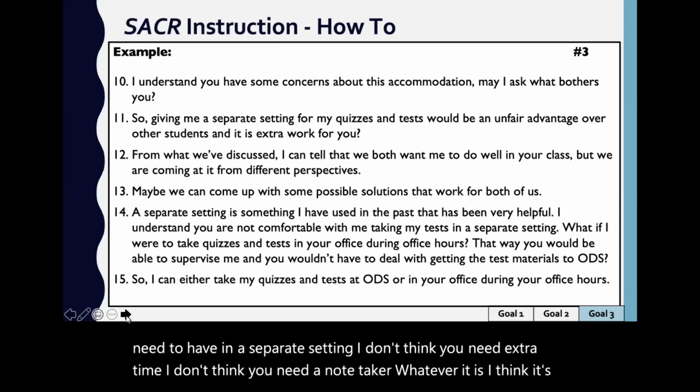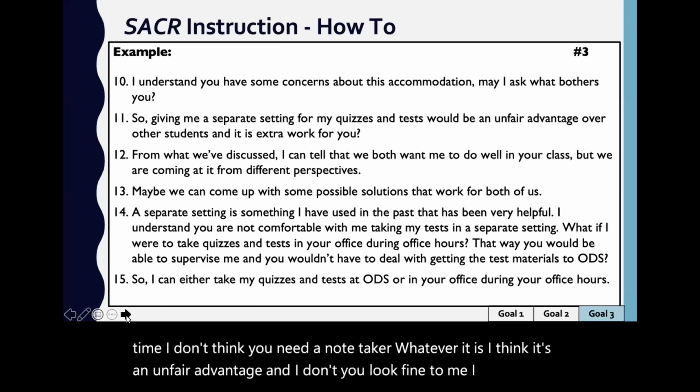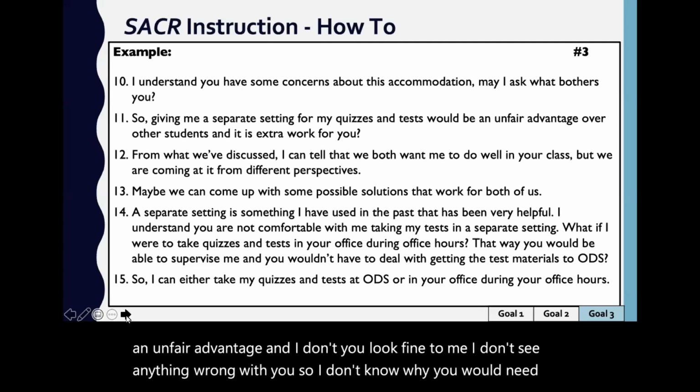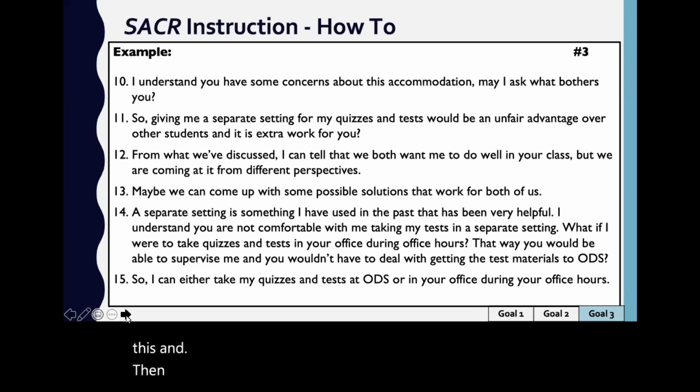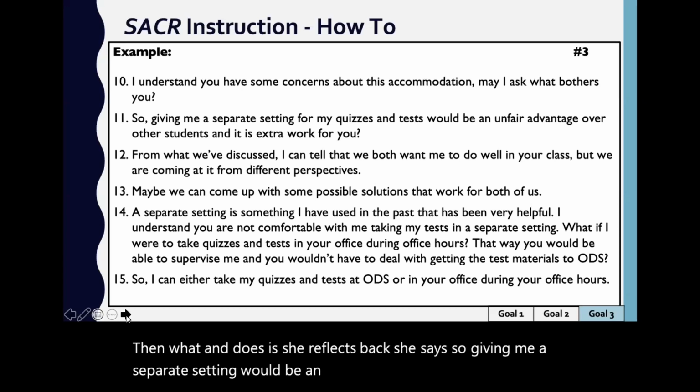And you look fine to me. I don't see anything wrong with you. So I don't know why you would need this. And then what Anne does is she reflects back. She says, so giving me a separate setting would be an unfair advantage and it's extra work for you.